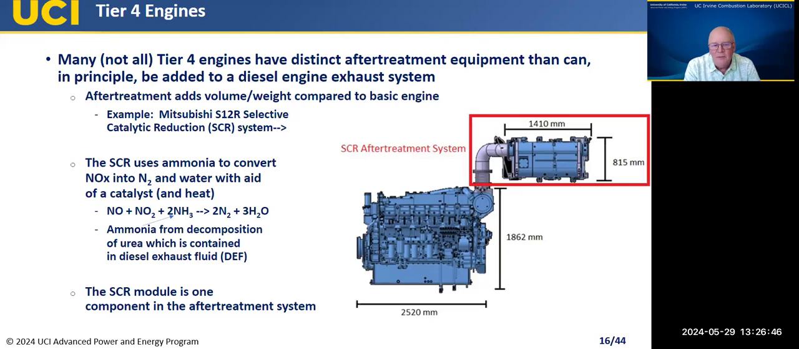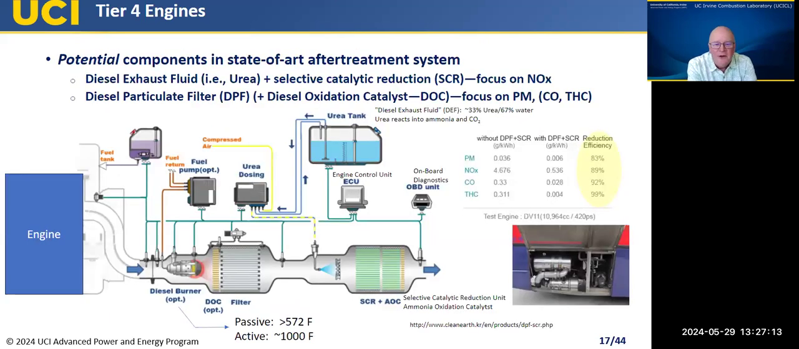Where does this ammonia come from? Well, typically it's coming from decomposition of urea, and urea is usually contained in the form of what's called diesel exhaust fluid, or DEF. So now the SCR module is one component in a potential state-of-the-art after-treatment system. The next slide gives a feel for all of the potential components that you might have.